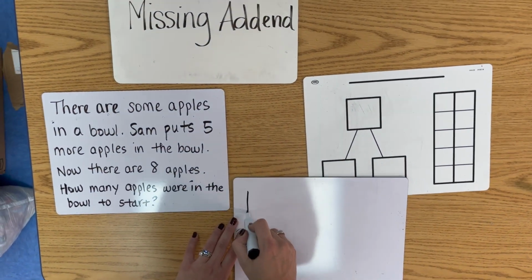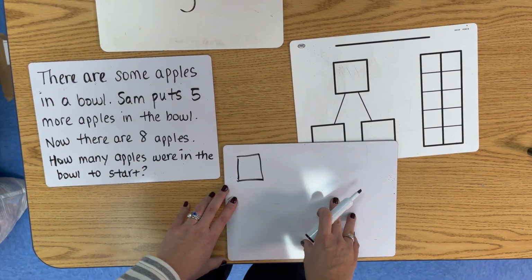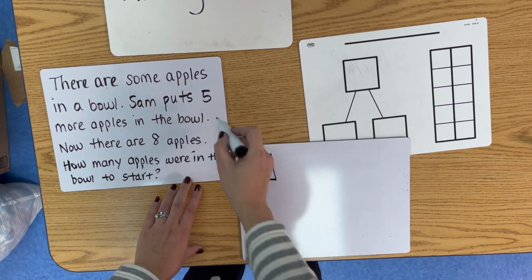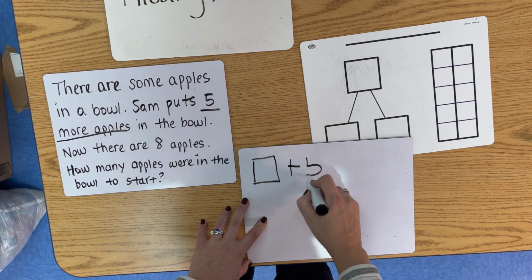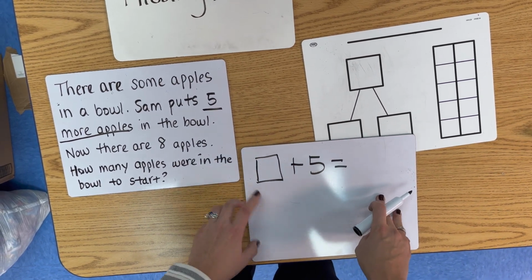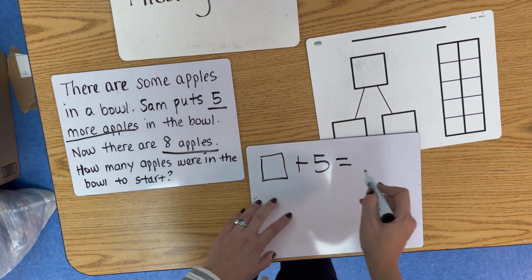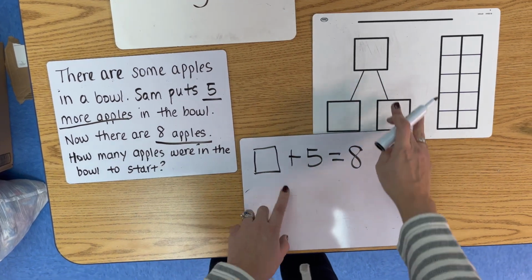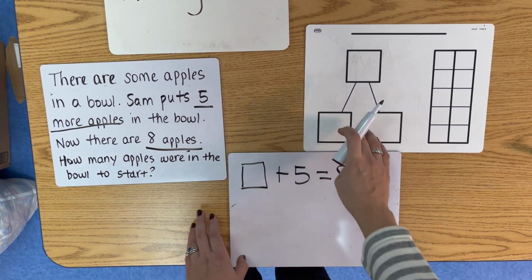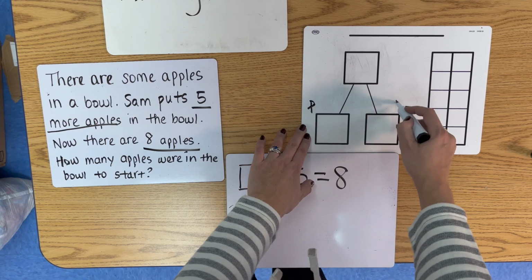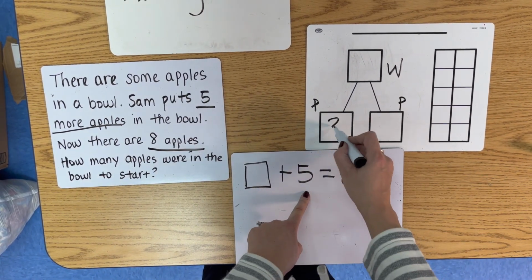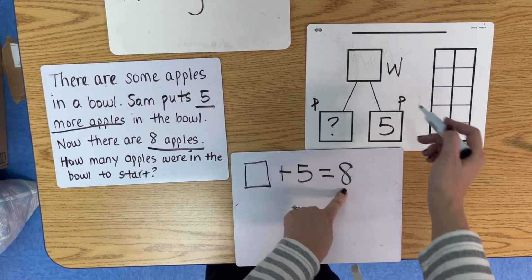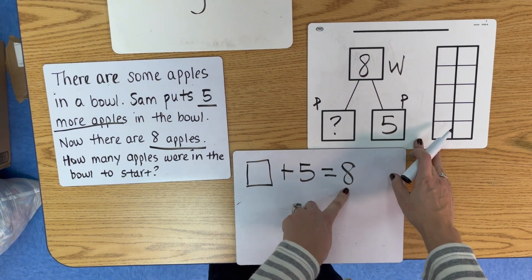So to write this out, there were some apples in a bowl. Sam puts 5 more apples in the bowl. So 5 more apples means that I'm going to add. So plus 5. Now there are 8 apples. So that tells me that 8 is my whole number. So when I write the equation out, it can look like this. I can also use my part-whole number bond, where I don't know one part, but I do know the other. So I know 5 would go here, and then 8 is my whole, which would go on the top.